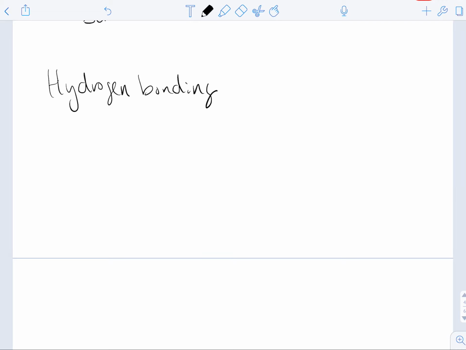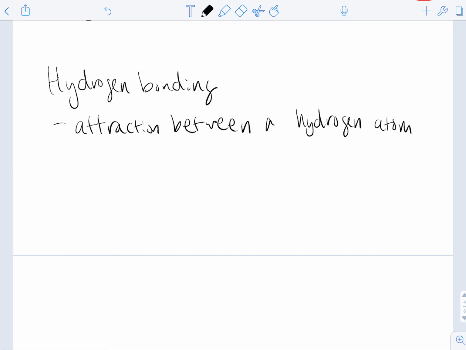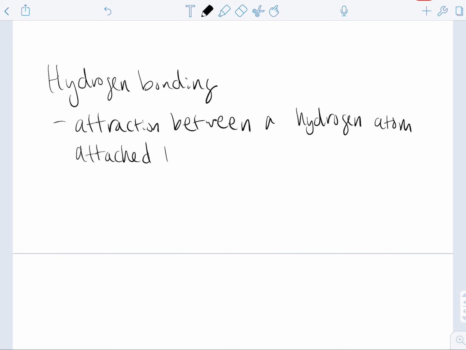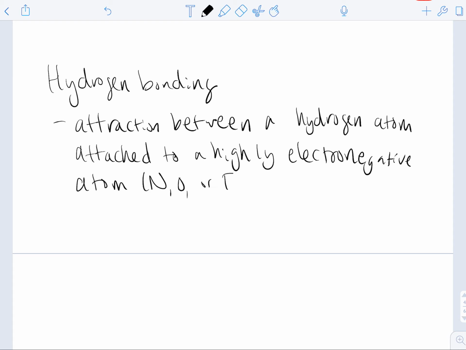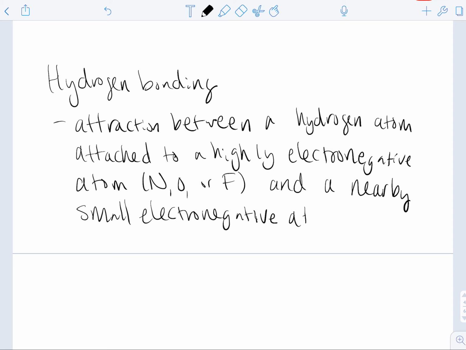And this is going to be our strongest within our pure substances, and is the attraction between a hydrogen atom attached to a highly electronegative atom, so we're talking nitrogen, oxygen, or fluorine, and a nearby small electronegative atom, so again, nitrogen, oxygen, or fluorine, which has a lone pair of electrons.